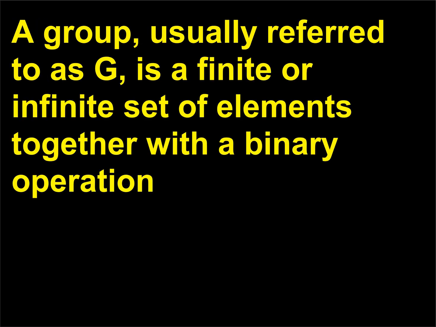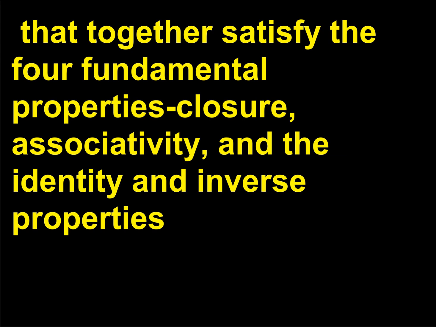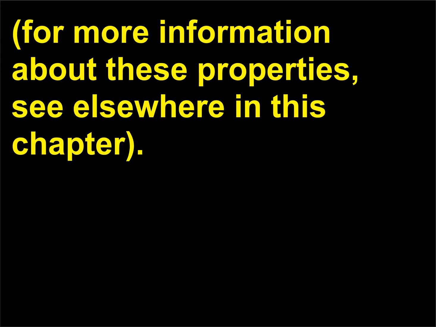What is a group in abstract algebra? A group, usually referred to as G, is a finite or infinite set of elements together with a binary operation, often called the group operation, that together satisfy the four fundamental properties: closure, associativity, and the identity and inverse properties. For more information about these properties, see elsewhere in this chapter.